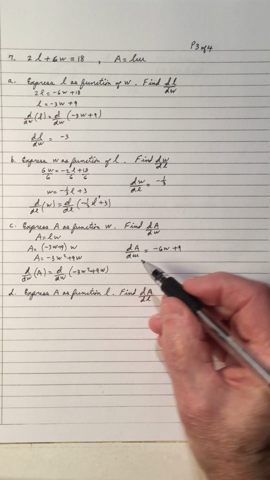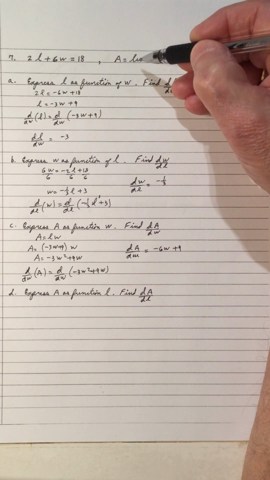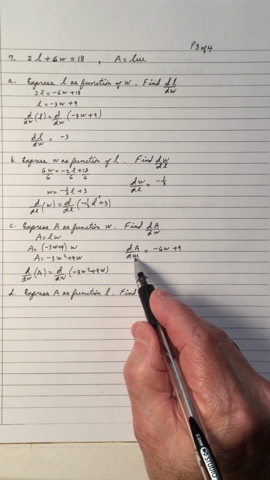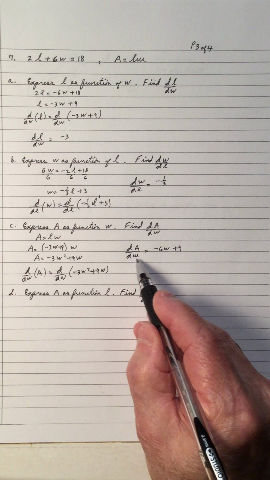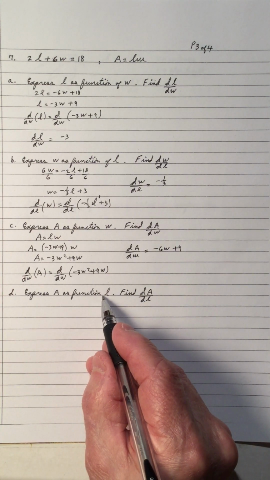If you think of this as a rectangle with length and width, and the area of the rectangle is length times width. So now we have the area, the derivative of the area as a function of W is this answer here. Express A as a function of L.